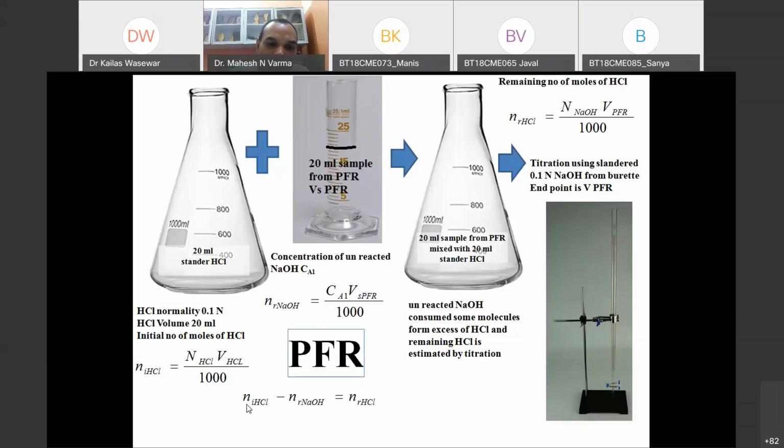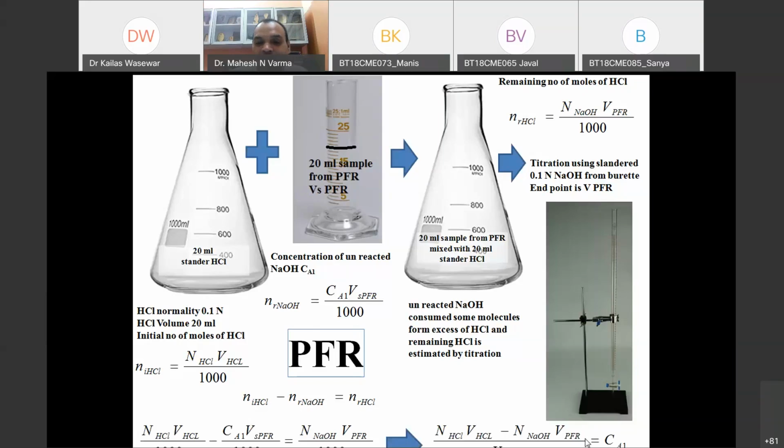This is the number of moles of HCl initially present minus the number of moles of HCl remaining, which is consumed by the NaOH. So the initial number of moles of HCl minus the moles consumed by the remaining NaOH will give me the remaining HCl. Rearranging this, I will get this CA1. In this, this is the volume of HCl taken in the conical flask, and this is the concentration of standard HCl taken in the conical flask.